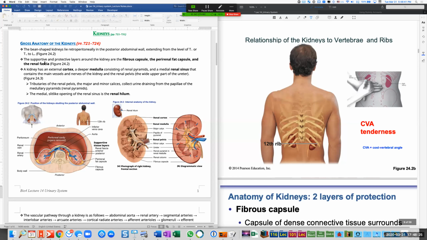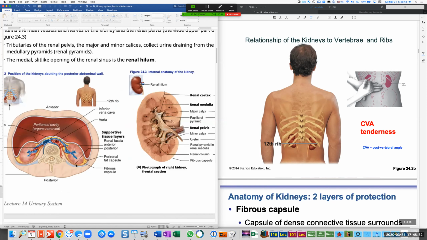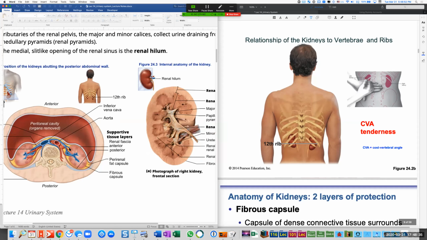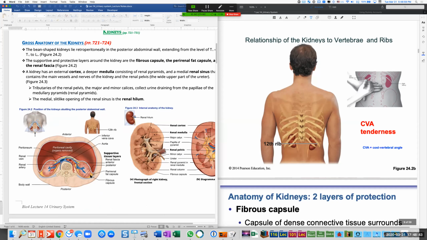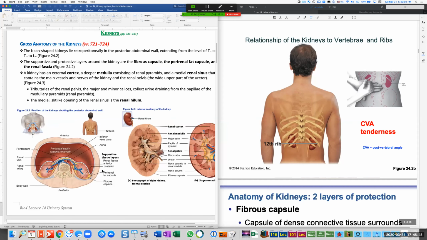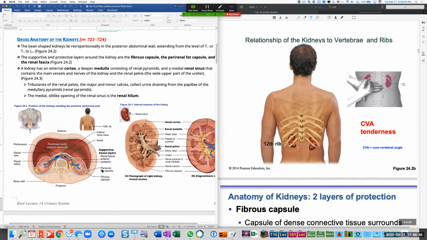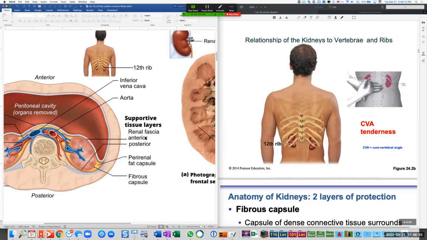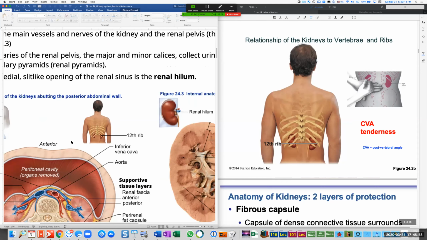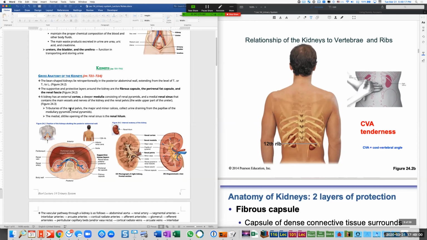Like many of our other organs, your kidneys are wrapped by layers of tissue. The fibrous capsule surrounds the kidneys immediately, and around that there is the perirenal fat capsule. And then there are other supportive tissue layers, the renal fascia, which I don't want you to worry about right now. It's not something we're going to go over in this class, actually.